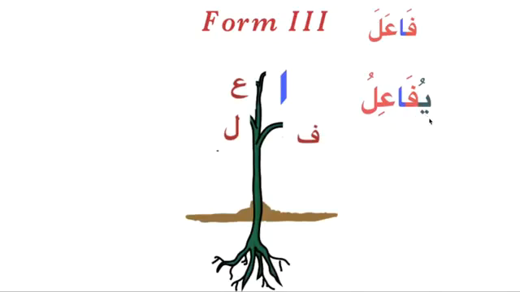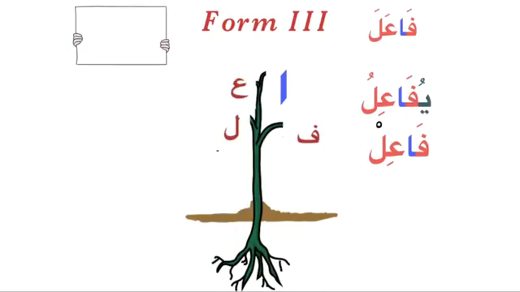And from yufa'ilu, if you want to make amr, we take the alamata mudariya away and give a sukun to the lam kalima. So it becomes fa'il. Coming to the masdar of this form, the masdar is on 2 patterns.